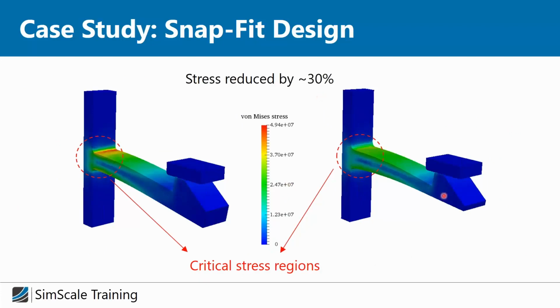And in the end, this is an example for such an optimization. So here, for example, the stress was reduced by 30% of the snap fit design, while keeping the desired mating and reaction forces. And this stress reduction by 30% can up to double the lifetime of a snap fit.